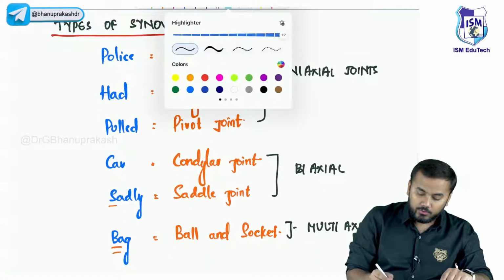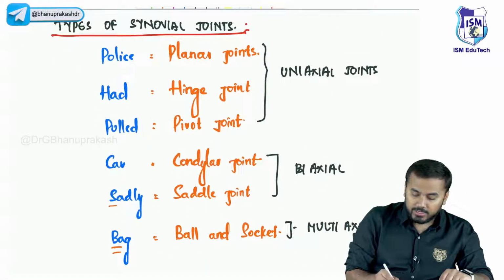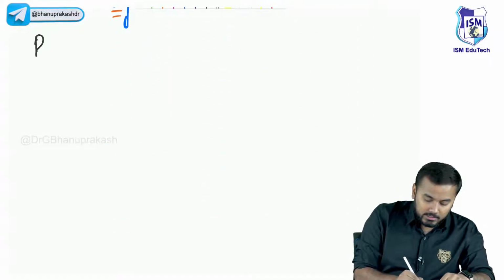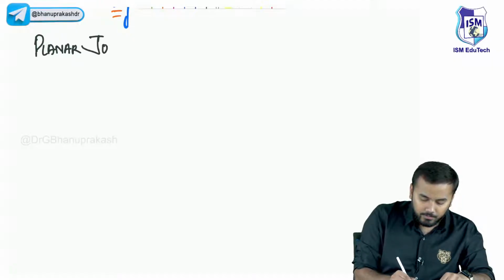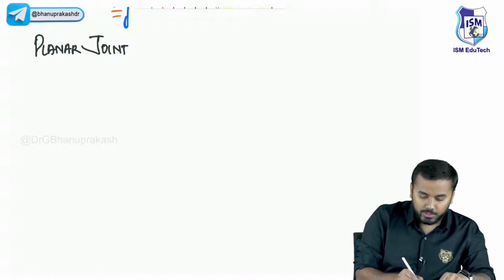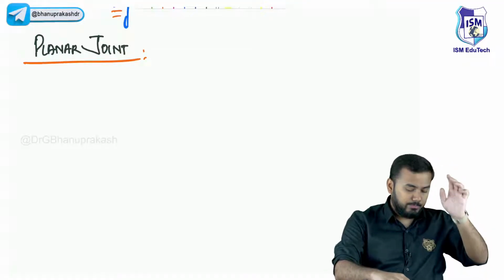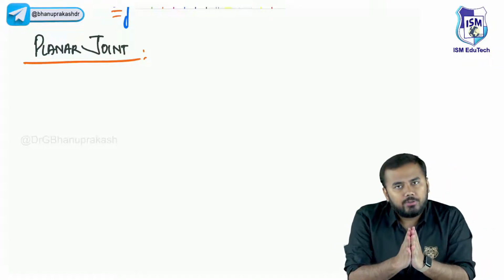So coming to the uniaxial joints, first part. What is the first joint over here? The first joint over here is the planar joint. Okay. So let us see what this planar joint is. Now, what do you mean by planar joint, guys? See, all of you just watch whatever I'm telling you.